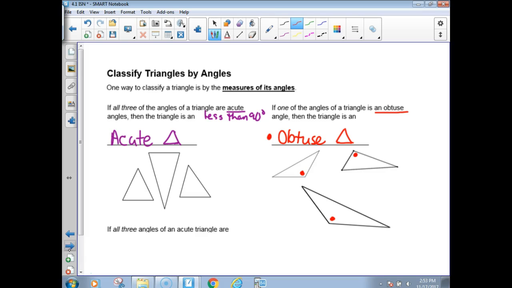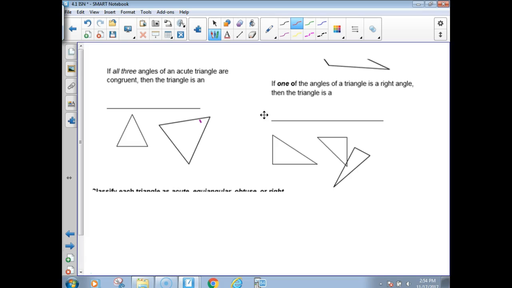Now there would be another option as well. And that would be that if all three angles of an acute triangle are congruent, then it would be equiangular. Not equilateral, equilateral is sides. Equiangular means equal angles. Now, the angles are all equal, so you might see something marked like this with a single arc on all three of them. Equiangular.